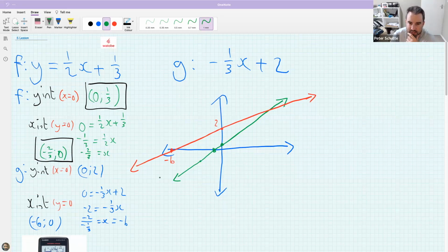Oh, have I made a mistake? My green graph looks suspiciously wrong, doesn't it? Let's bring that back. What is wrong with my green graph? No, it's right. 0 to 3rd is there, and minus 2/3, I was correct. The question about how is it -6 and not 6, I will look at that now for Tejo.